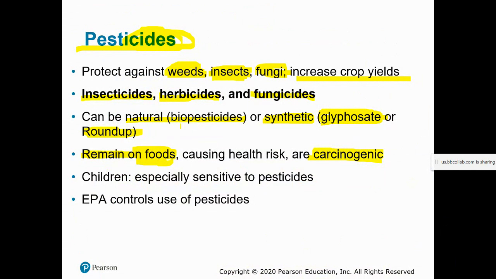Interestingly, glyphosate is also used to desiccate or dry a lot of our grains.